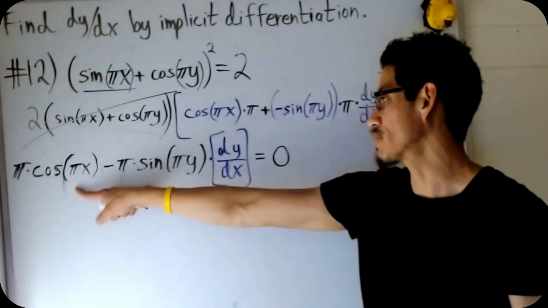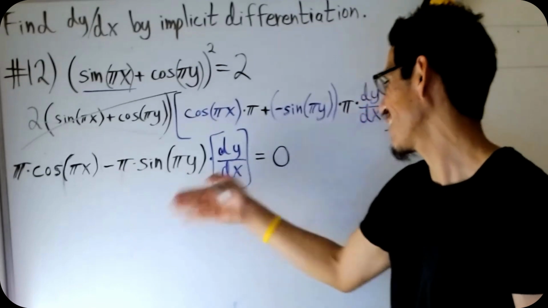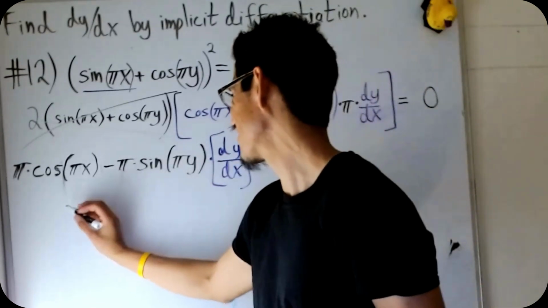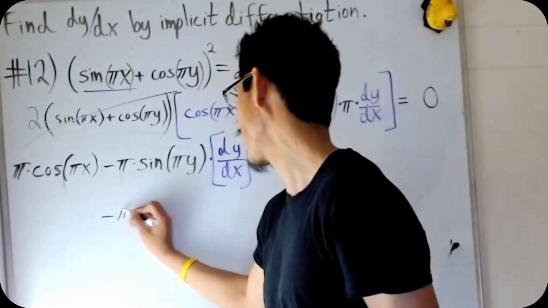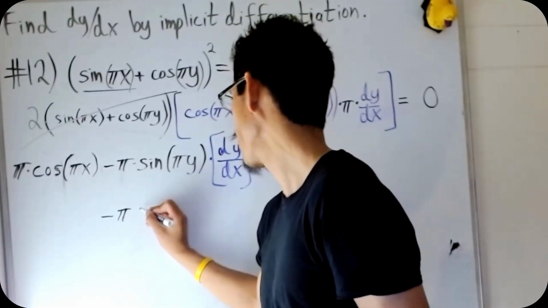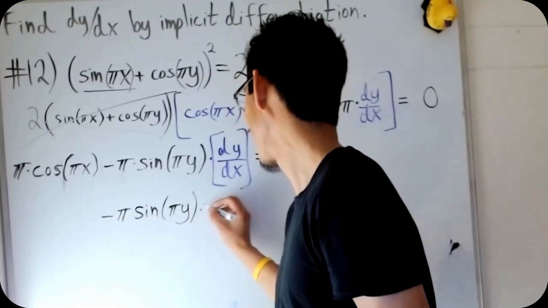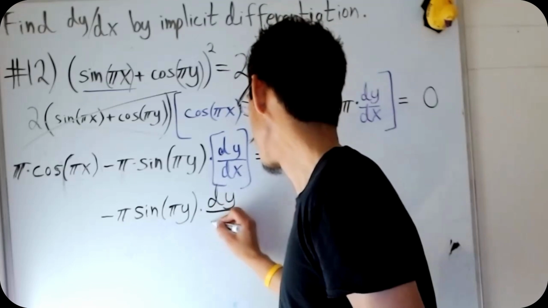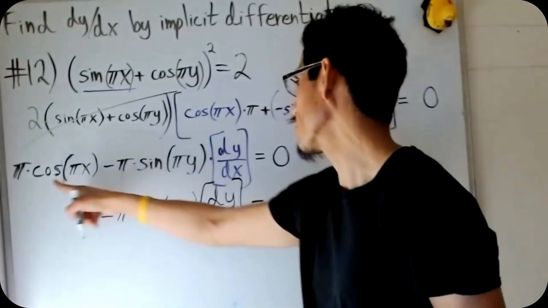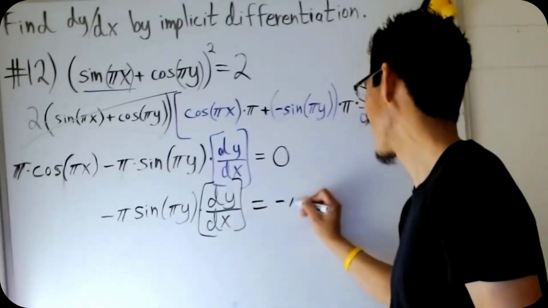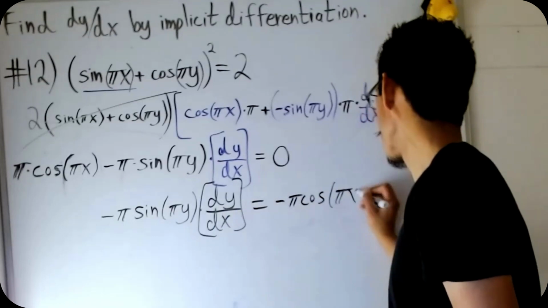So now we just have to subtract this and divide by this. And that's all there's really going to be left. So subtracting this, we'll just have the negative pi times the sine of pi y times dy dx on the left equal to negative pi of the cosine of pi x.